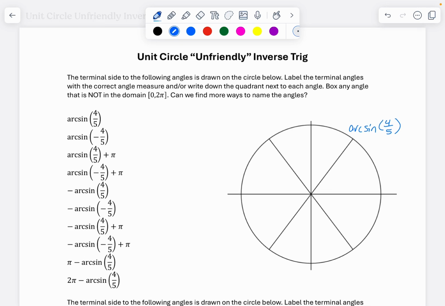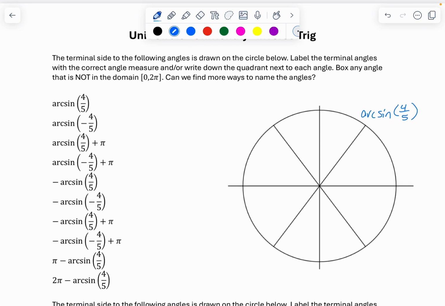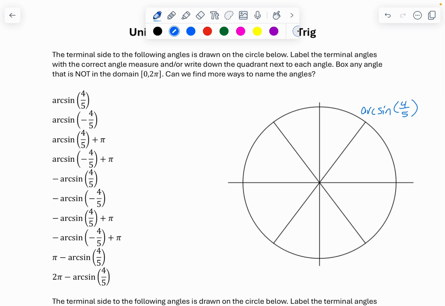Then since arc sine lives in quadrants 1 and 4, this would be arc sine of negative 4/5 down here. I also asked the question, box any angle that is not in the domain of 0 to 2 pi. This angle right here, arc sine of negative 4/5, would actually be a negative angle. It would be smaller than 0, so that would be one that we want to box. Oh, I forgot to label this: quadrant 1. This lives in quadrant 4, but it's less than 0.